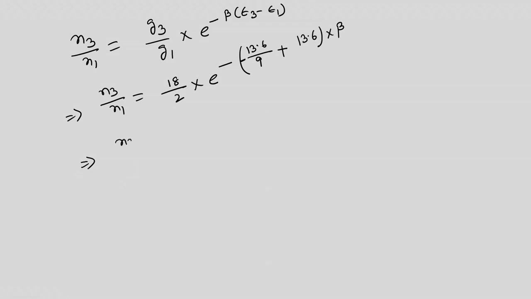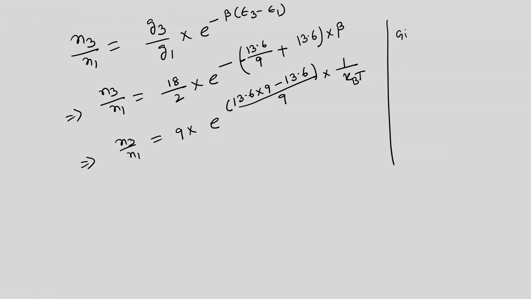So, we have N3 by N1 is 9 times e to the 13.6 times 9 minus 13.6 by 9, this is in electron volt, times beta, where beta is 1 by kBT. Now, it is given that 3 by 2 kBT is 1 electron volt. So, kBT is nothing but 2 by 3 electron volt.